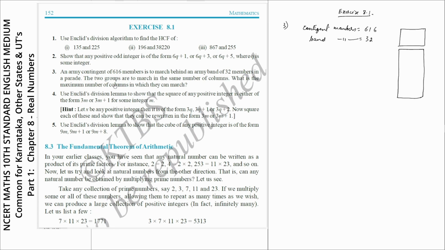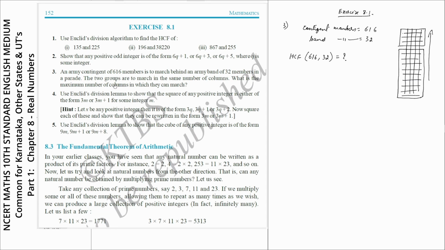They'll be doing a march past in the parade, in this direction, suppose. Now we should arrange the band members in rows like this. Also we should arrange the contingent members in rows like this. We should arrange it in such a way that the number of columns in both should be the same. So this is very simple. Simply, if we find the HCF of 616 and 32, we'll get the answer.